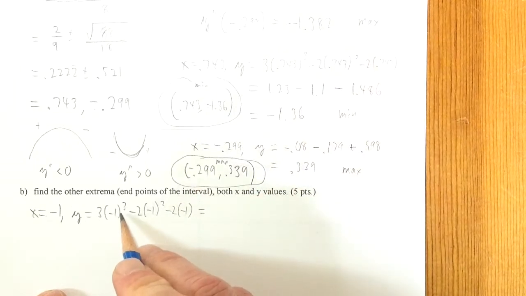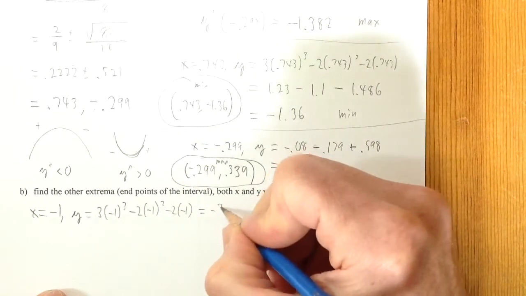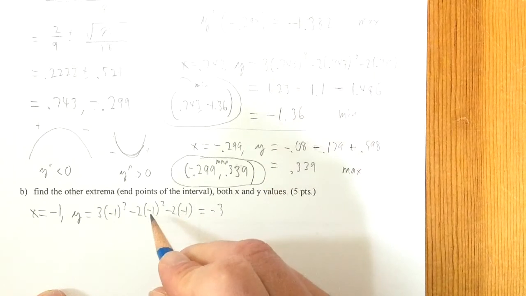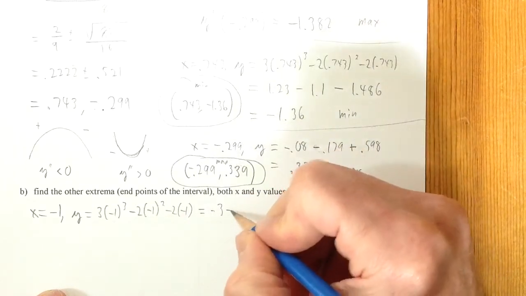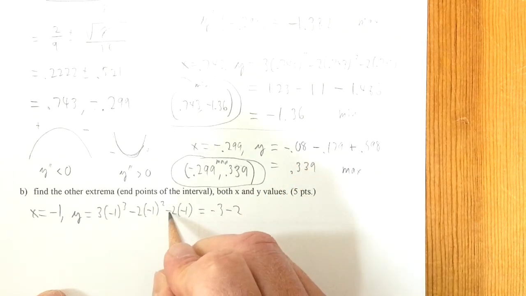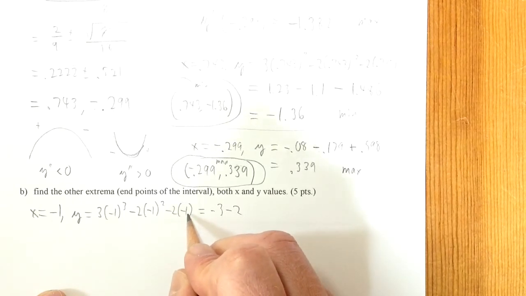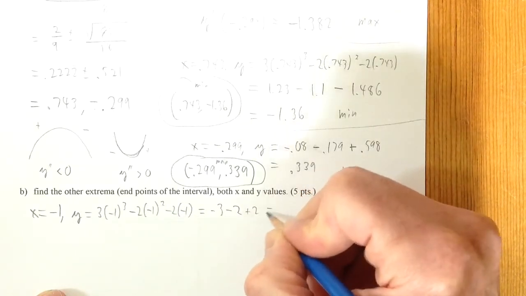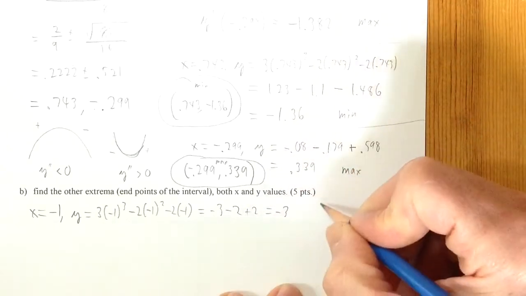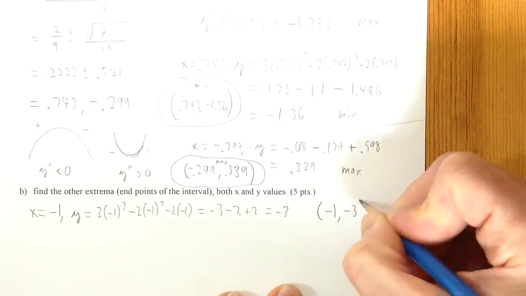Negative 1 cubed is negative 1, so that's negative 3. Negative 1 squared is 1, but there's still minus 2, and then that's minus 2 times negative 1, which is plus 2, so it's just negative 3. So one point is negative 1, negative 3.